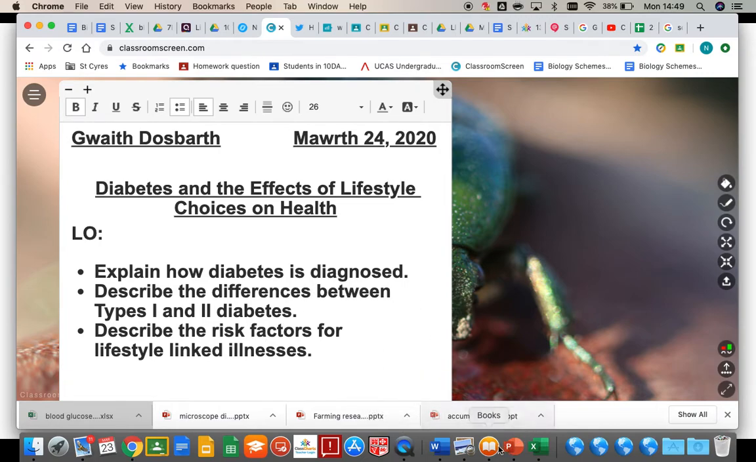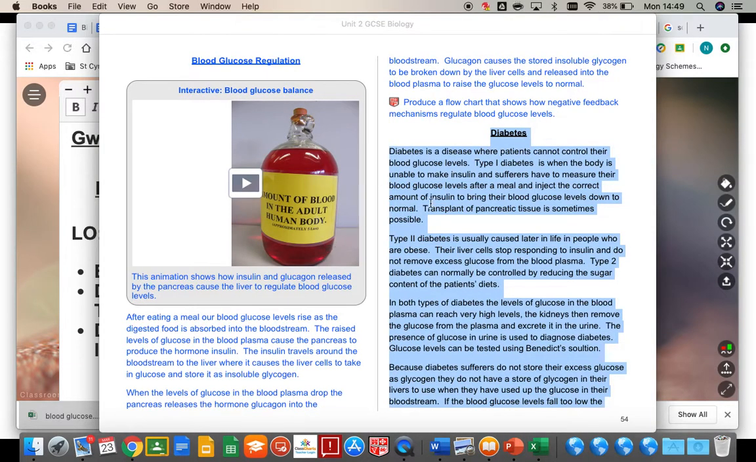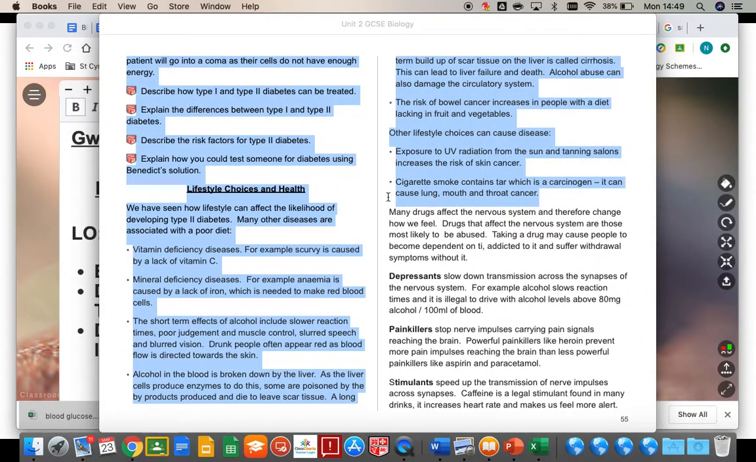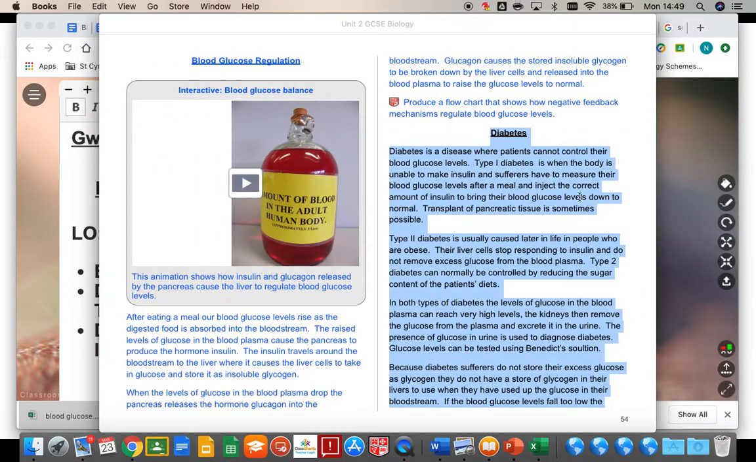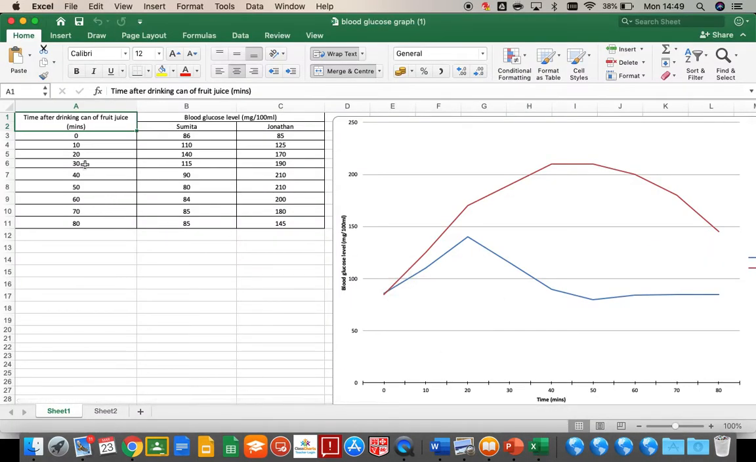So let's have a look at what you're focusing on in the iBook today. We'll be covering this bit on diabetes and this bit on lifestyle choices and health. So the first thing I want you to do is a graph plotting exercise. You've got some data here where you have as the independent variable the time after drinking a can of fruit juice, and you have two people's blood glucose levels, Samita and Jonathan. And you'll plot a graph and it will look something like this.